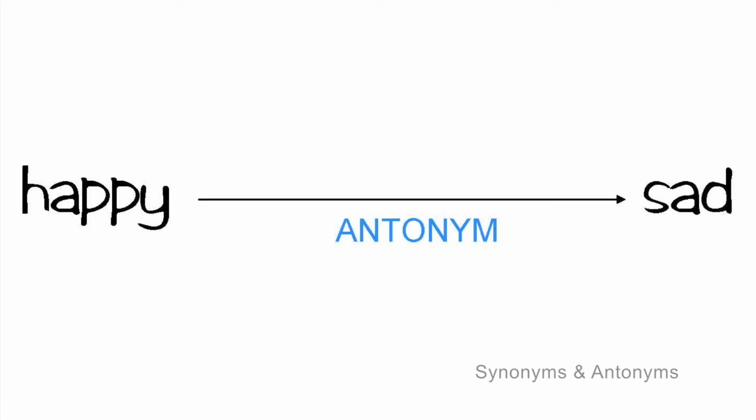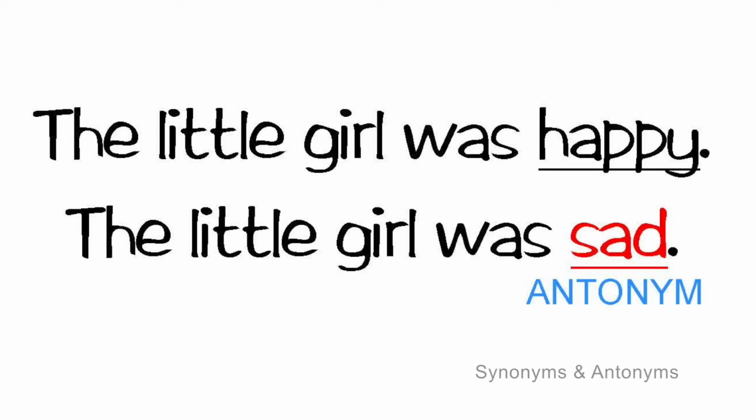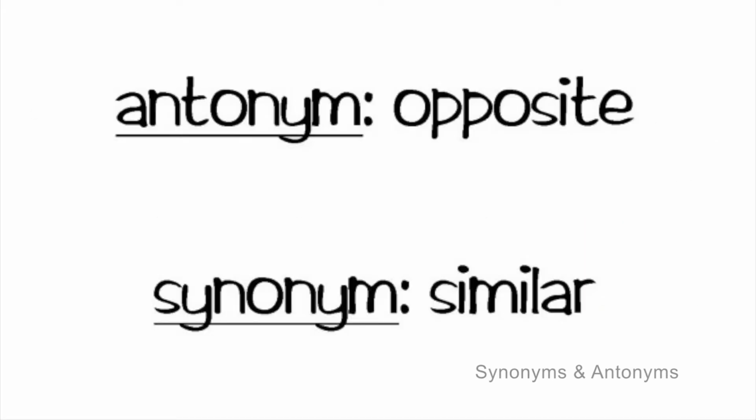Another example is the word happy. The opposite of happy could be sad. So these words would also be antonyms. In a sentence example, we have the little girl was happy. If we replace the word happy with sad, then the sentences actually have opposite meanings. Here's an easy way to remember which is which: antonym, opposite, and synonym, similar.